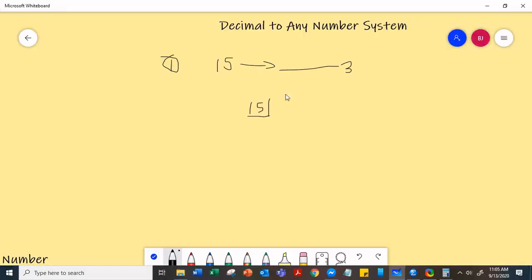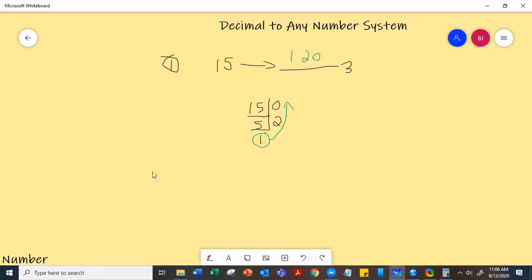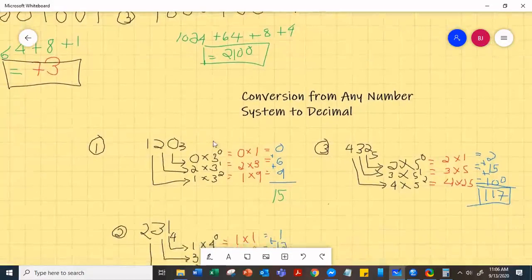So if we divide 15 by 3, we get 5. Remainder 0. If we divide 5 by 3, that would be 1, remainder 2. Because the last answer is already less than 3, we stop. Just like with binary, we use this as our first number, then we count upwards. So 1, 2, 0, which is our original number.